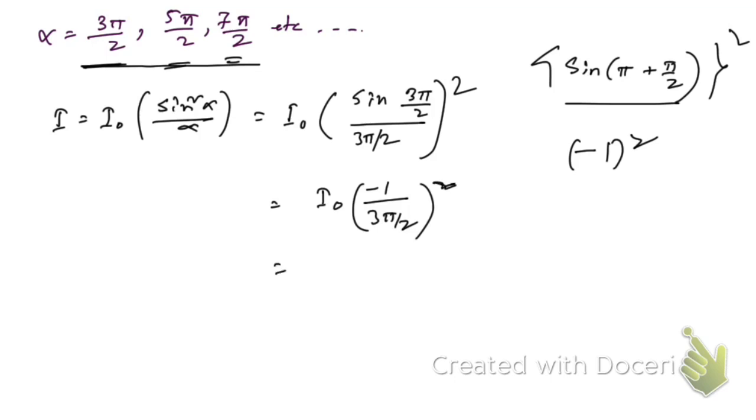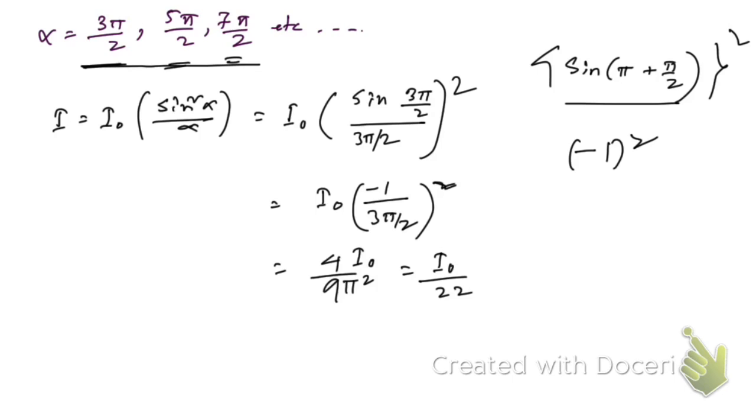That's going to be equal to 4 by 9 I naught, and there must be pi. Hope you have understood this. Not only pi, it's supposed to be pi square. If we put the values of pi and simplify all these things, then it's supposed to be I naught by 22. It is approximately equal to I naught by 22.